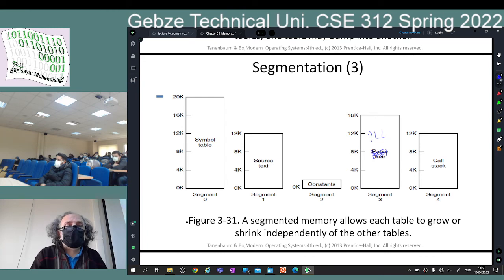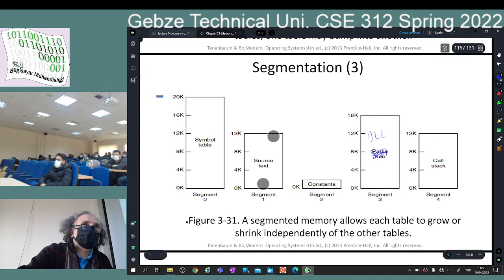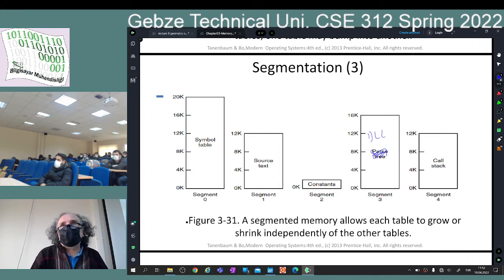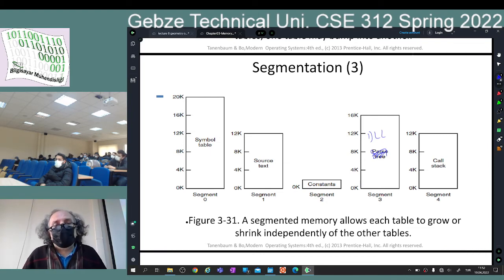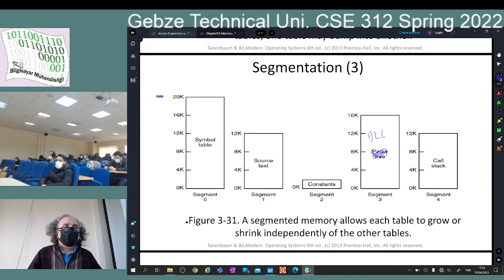Also, logically, you get help from the hardware and the operating system to support your needs. For example, you decide that you need a larger source text segment. You ask the operating system to make this segment larger, so it's going to get larger. How are you going to do this with paging? Paging starts from address 0 to some large address, and if you keep your source text in some part of your virtual memory and decide you need a larger part, you need to shift things up or down. This is done automatically by segmentation.